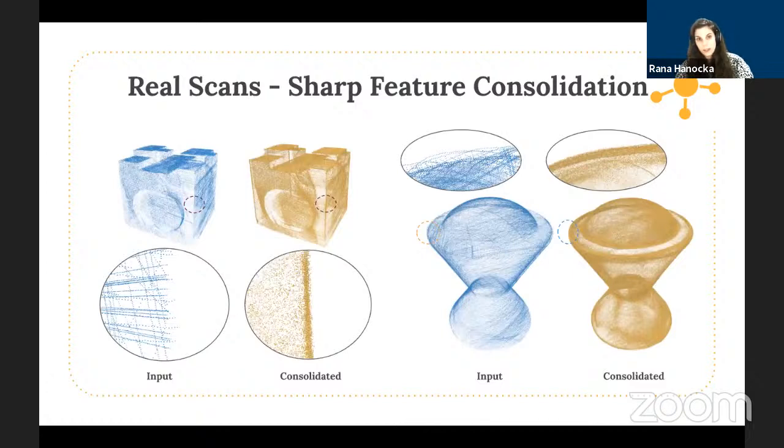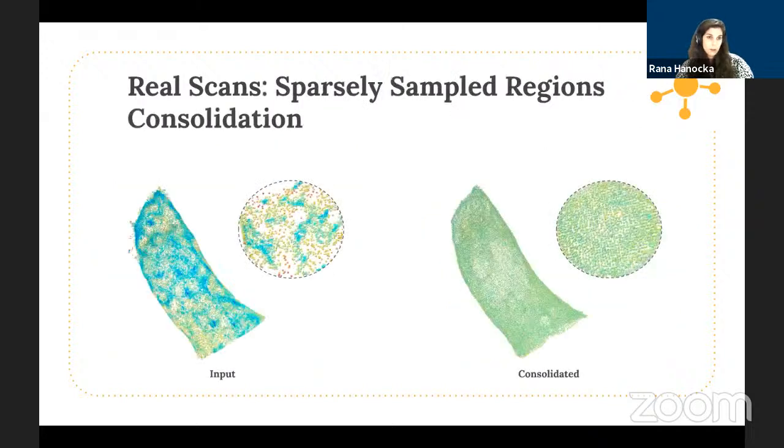So here's a couple of results of consolidated point sets generated from noisy inputs, where again, the input is just the single given point cloud, and we generate outlier-free point sets, consolidated point sets, with points on sharp edges. And here's an example of some results of that in sparsely sampled regions. So we remove the noise and outliers, especially up top here, and fill in points in the sparsely sampled regions.